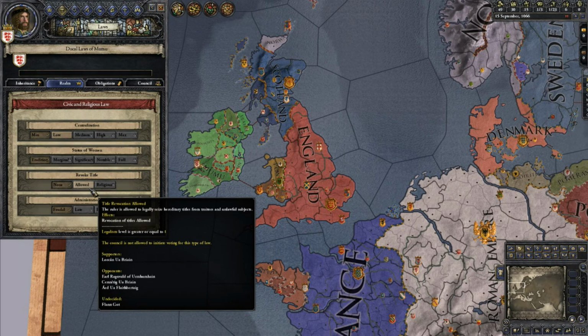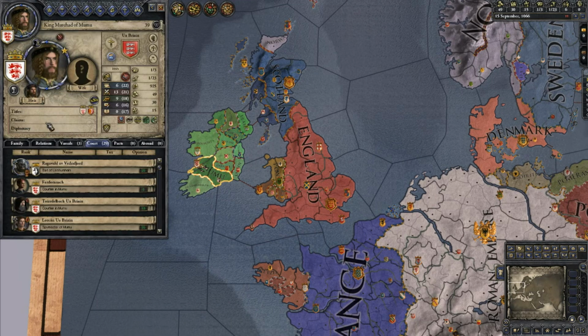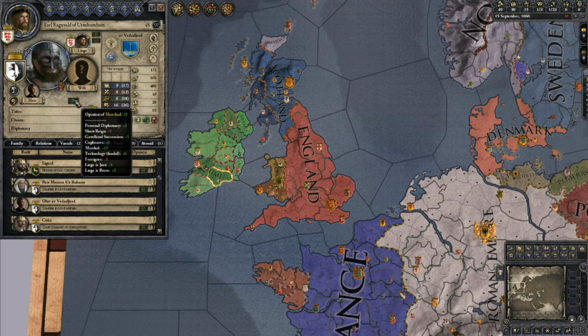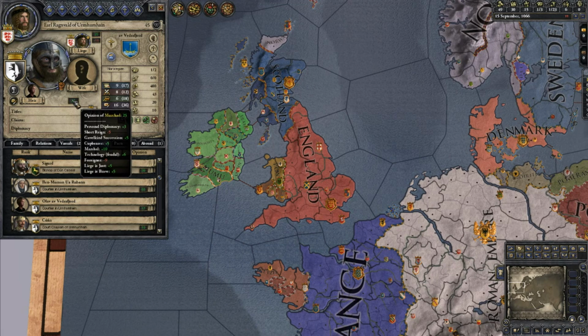You have to be careful, because if you try to revoke a title from someone who hasn't done something wrong, you incur what's called tyranny. Tyranny is bad. It's a very significant penalty to opinion. And I know I haven't talked about opinion much because I feel like that's one of the most basic mechanics of the game, but just a reminder, opinion is how much someone likes you. So you see how there's the short reign and the foreigner penalties, -9s?